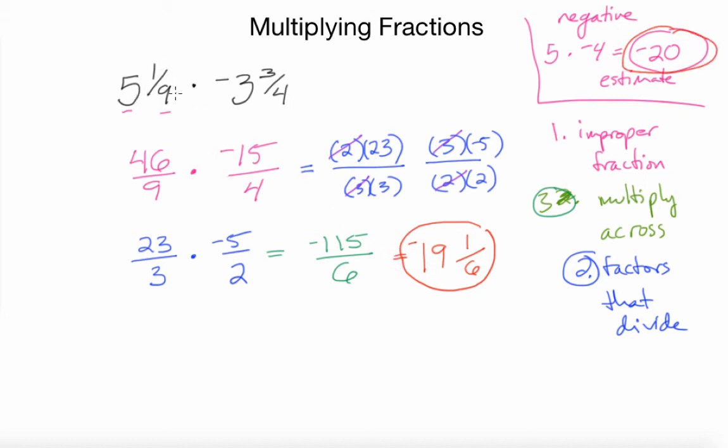So 5 and 1/9 times negative 3 and 3/4. We first put them into improper fractions. Then we found some factors that divided out. So we went ahead and divided out those factors. We essentially simplified our fraction ahead of time. And then we multiplied across on the top and multiplied across on the bottom to get negative 115/6. And then we changed that into a mixed number. All right, hopefully that was helpful for you.